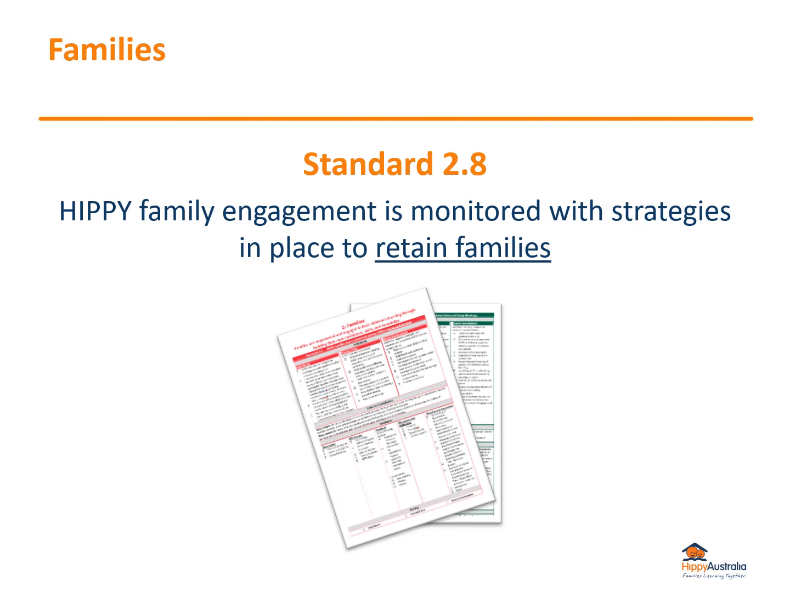Standard 2.8, HIPPY family engagement is monitored with strategies in place to retain families. The indicators for this standard look at the site monitoring family engagement and having strategies in place to support families to stay in HIPPY. This can include regularly running reports to understand family engagement and delivery, line managers and coordinators discussing retention targets, concerns and strategies, planning and strategies regarding times when families are at most risk of exiting, delivery during school holidays, and ensuring families receive the most out of their HIPPY delivery. This links to the 2-year program 5 essential feature.